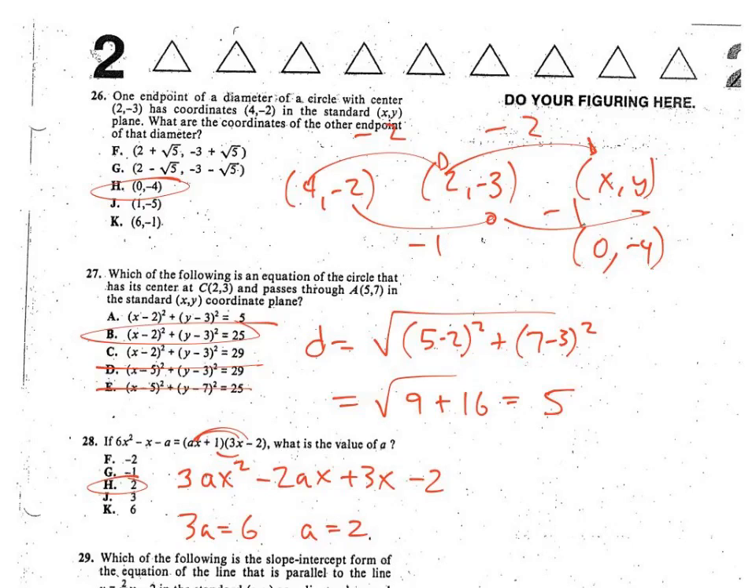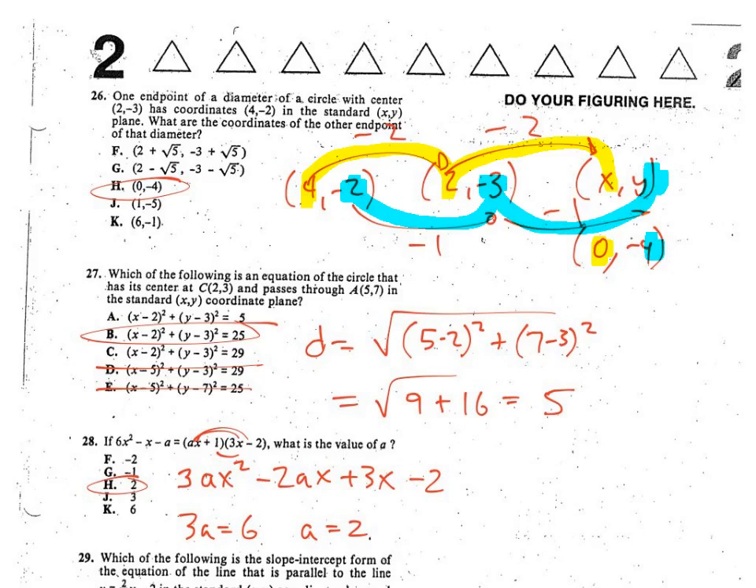For problem 26, it's giving you one endpoint of a circle, the center, and they're asking you to find the other endpoint. Given that the center is the midpoint, you can simply figure out the pattern. So, for example, we start here at 4, and to get to 2, we go down 2. So if we continue that pattern and subtracted another 2, we'd be at 0. Looking at the y term, we start at -2, and we go down 1 to get to -3, go down another 1 to get to -4.